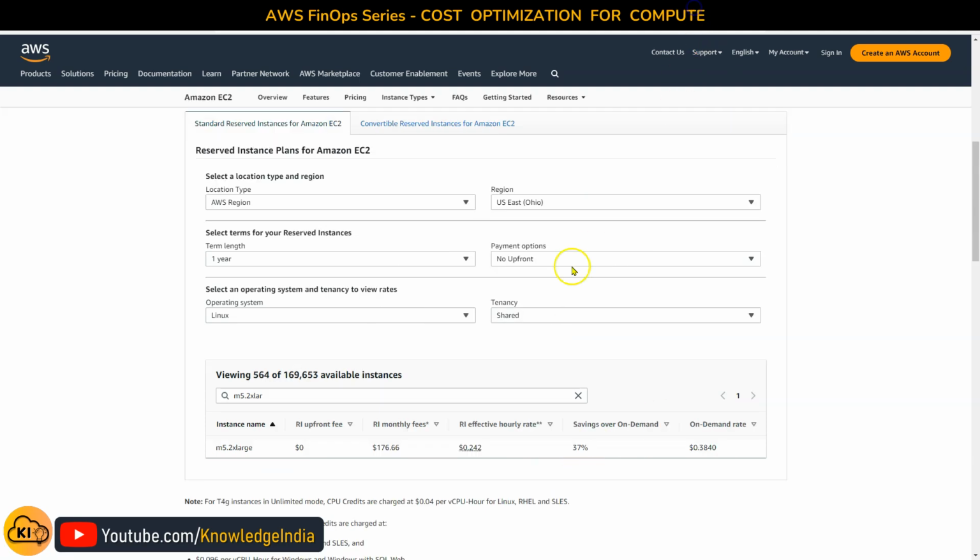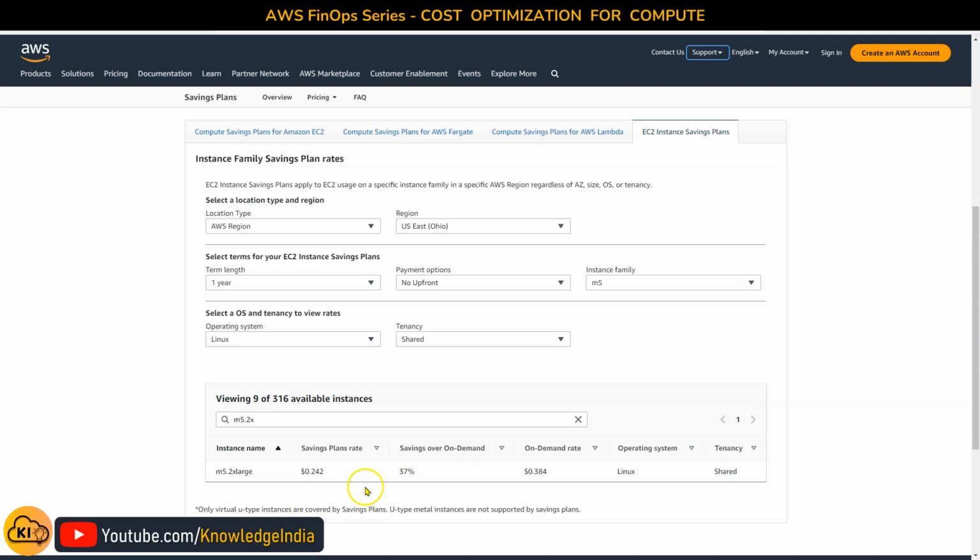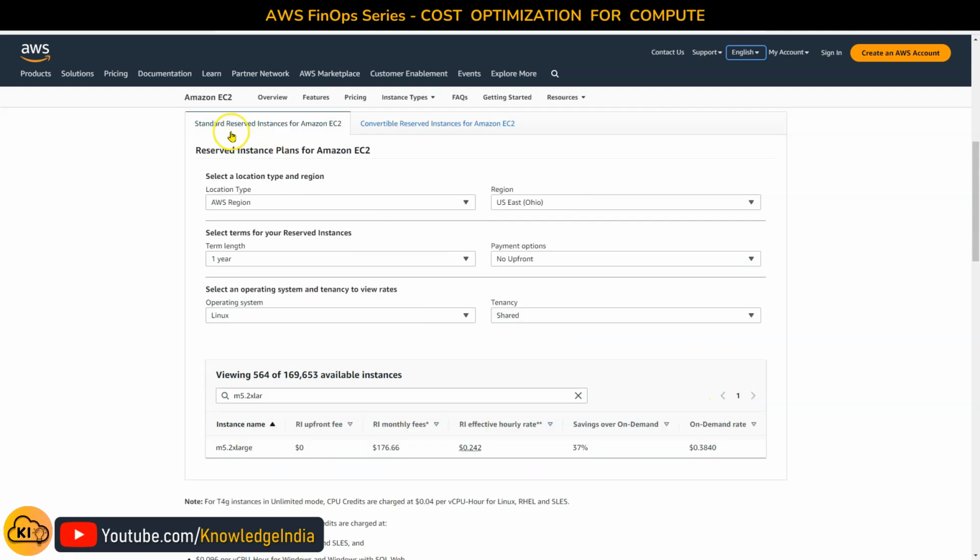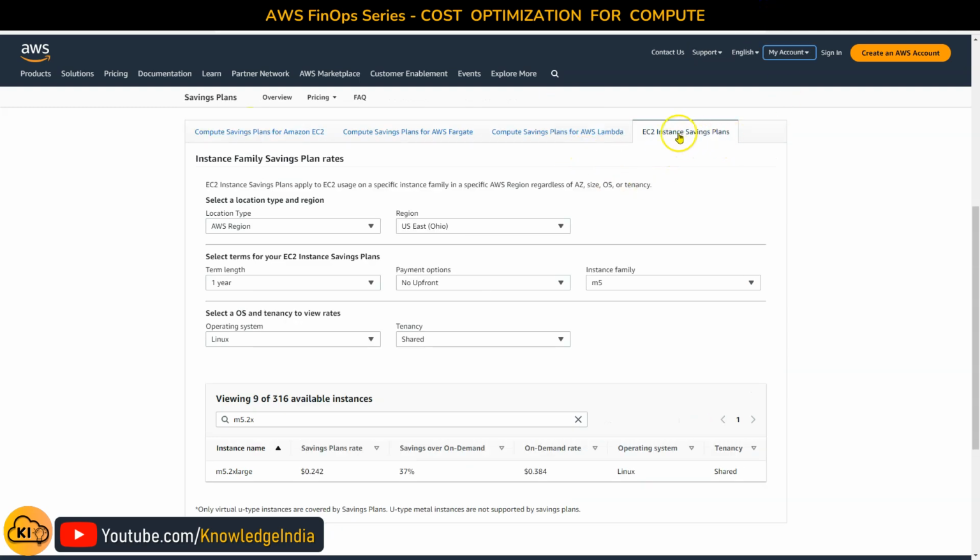So whether you go with reserved instance or savings plan, you will get the same benefit, or the same amount of savings. It is very easy to understand: what you get in the standard reserved instance, you get the same amount of savings in the EC2 instance savings plan.